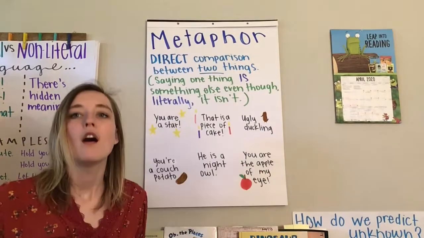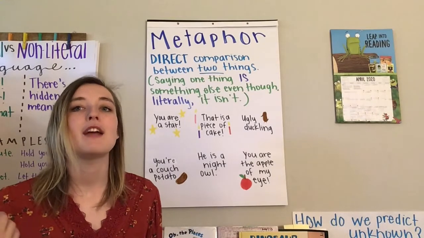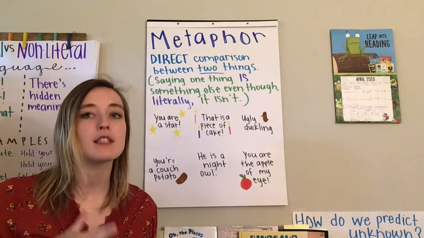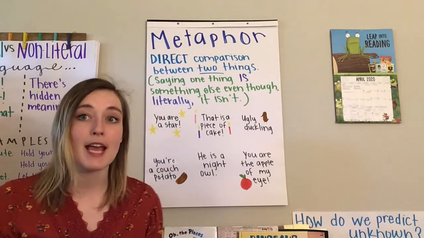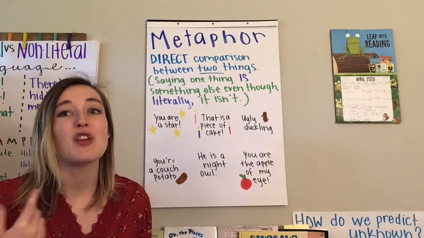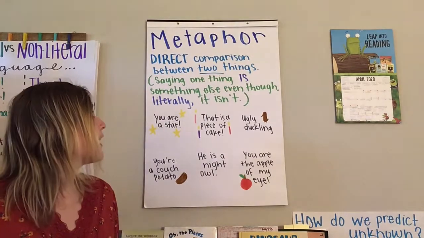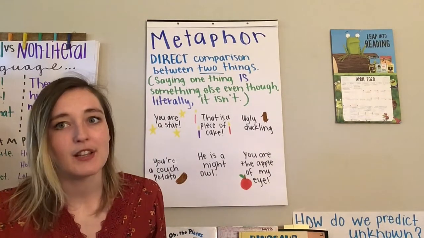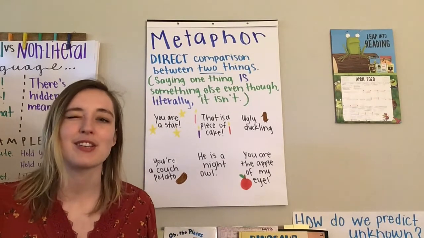Here we go. When we're talking about the word metaphor, what we're doing is finding a direct comparison between two things. Usually these things are not similar, but we're combining them together to create a new saying. It is saying one thing is something else, even though it literally is not. So metaphors are examples of non-literal language. So when you are literally saying something is similar, it's not actually similar.